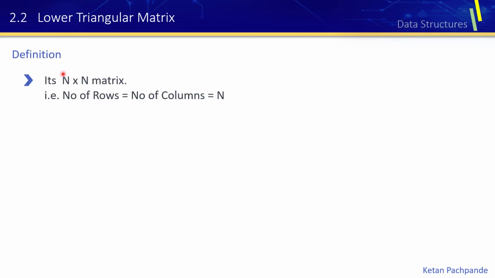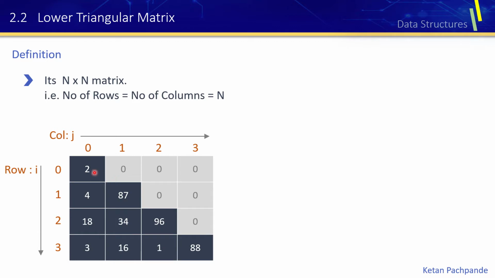So what is the low triangular matrix? First of all, it is an n by n matrix, means in the low triangular matrix, the number of rows are always equal to the number of columns. Let's assume n here. So let me take an example here where I have 4 rows and 4 columns numbered from 0, where i represents the row number and j represents the column number. So here is the example of low triangular matrix.